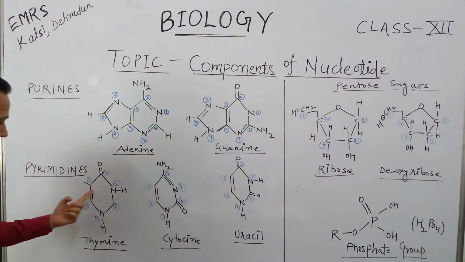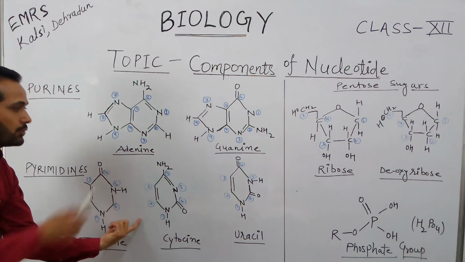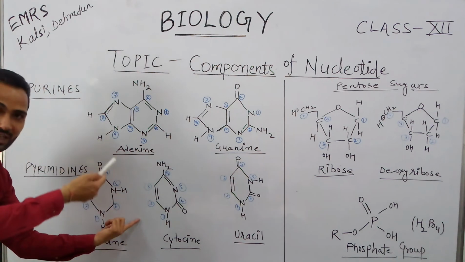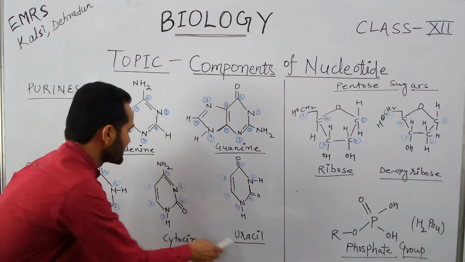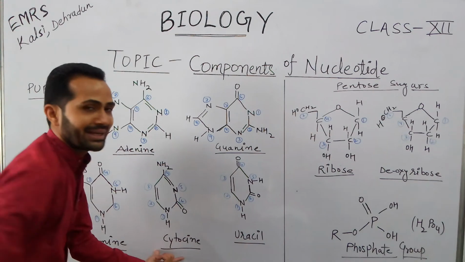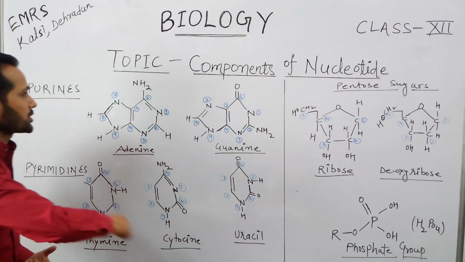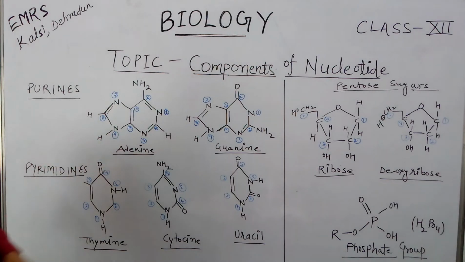As we know, thiamine and cytosine are present with adenine and guanine in case of DNA, and in case of RNA, cytosine and uracil are present with adenine and guanine. So these are the structure of nitrogenous bases.